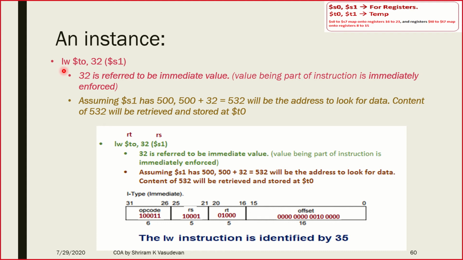We are going to take load word. This is called load word. LW is load word. Now, LW $T0, comma 32 of S1. What is this instruction, sir? How is this working? Very simple. 32 is the immediate value that is referred here. That's why this load word instruction comes under immediate mode of operation.